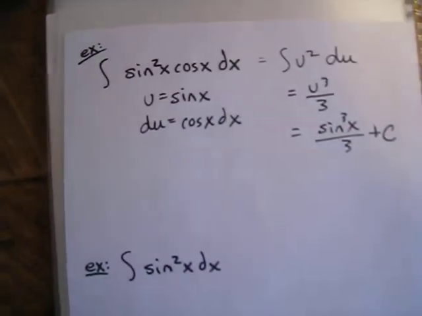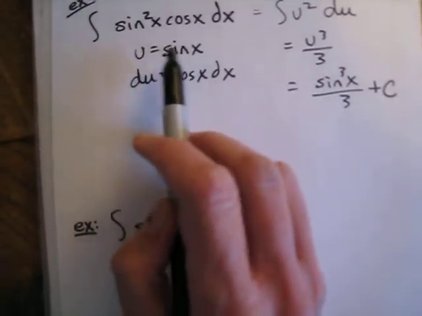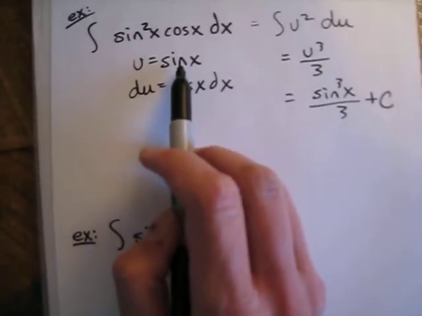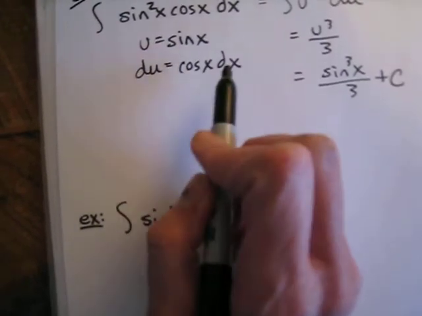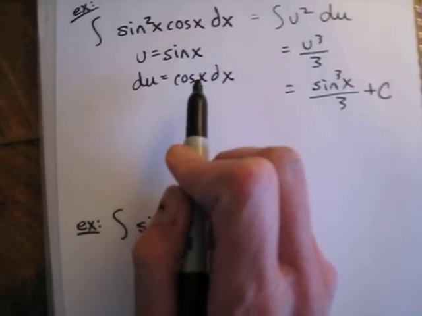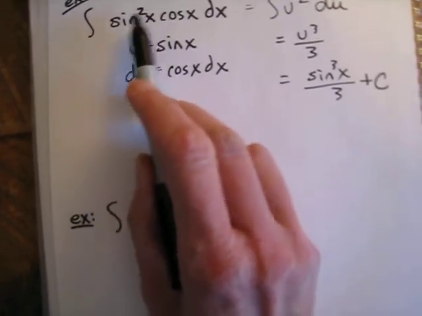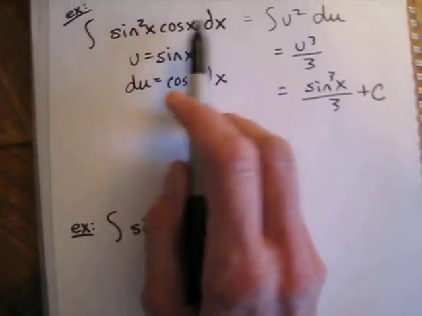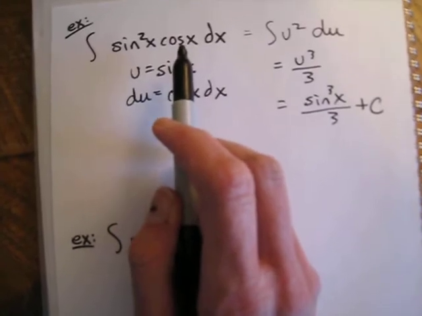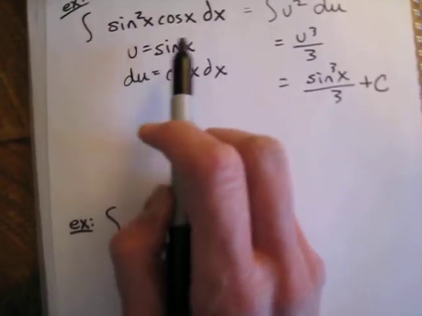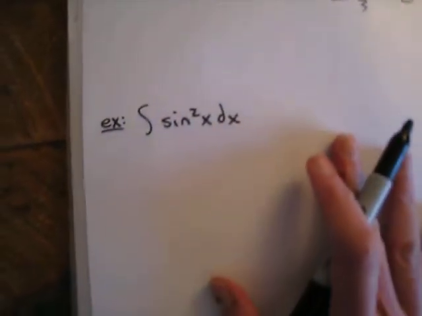c. Note, it would not have worked for us to let u be sine squared x, because then du would have been 2 sine x cosine x dx. And then this would have been our u, and we wouldn't have had enough stuff left over to turn into the du. So that's why this was our good choice.